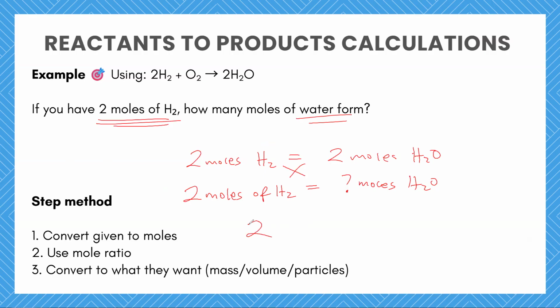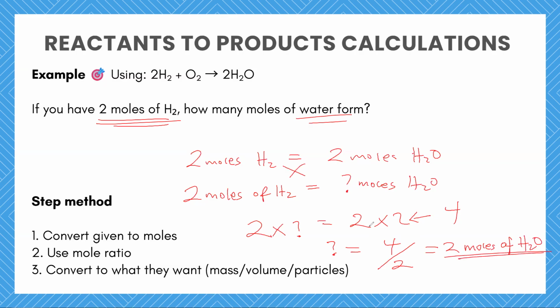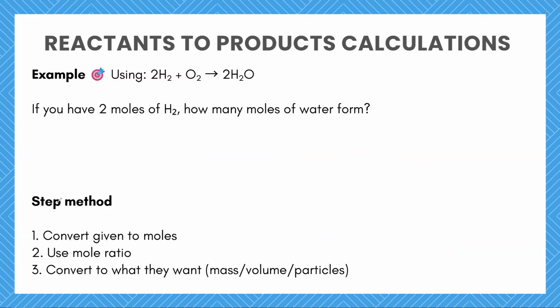So we have 2 multiplied by this question mark is equal to 2 multiplied by 2. So for the number of moles of water produced will be equal to this multiplied by this is 4. So we have 4 divided by 2, which is equal to 2 moles of water, which is H2O. This is the number of moles of water that will be formed. So can you see how this was integrated into an actual balanced equation?